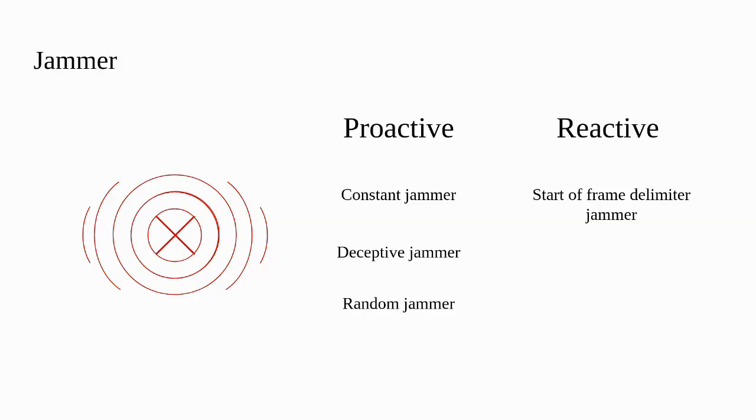The constant and deceptive jammers are very similar. The constant jammer sends out a constant signal of bits, while the deceptive jammer sends out packets which contain a preamble and start of frame delimiter. Both jammers jam by having a stronger signal power and outperforming the two nodes communicating. The random jammer jams for a random amount of time and then stays concealed for a random amount of time.